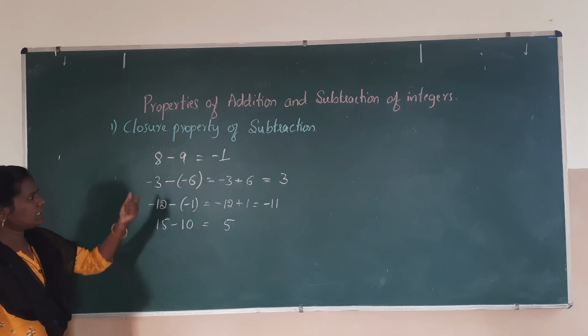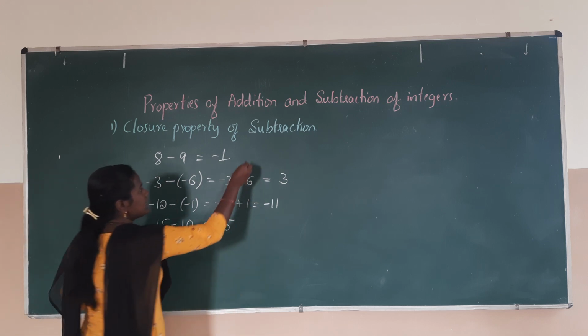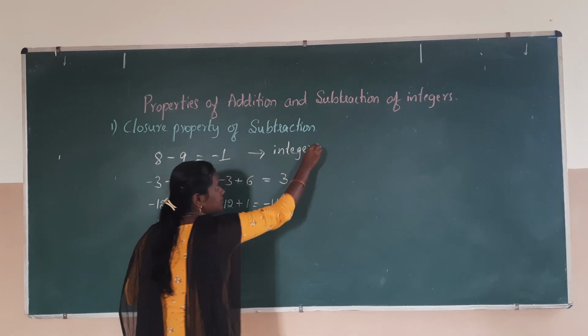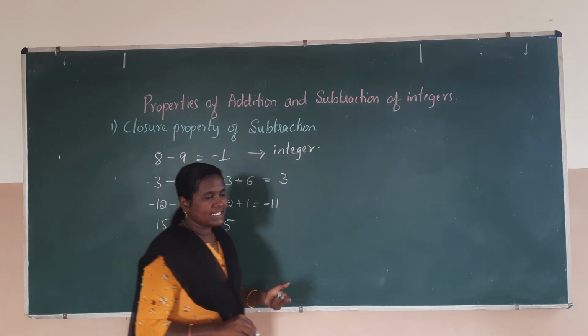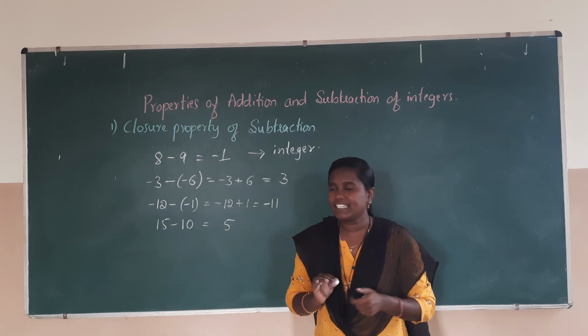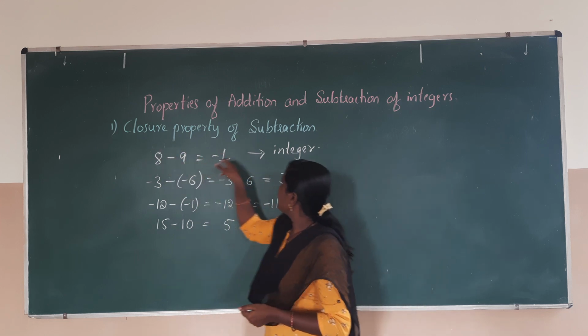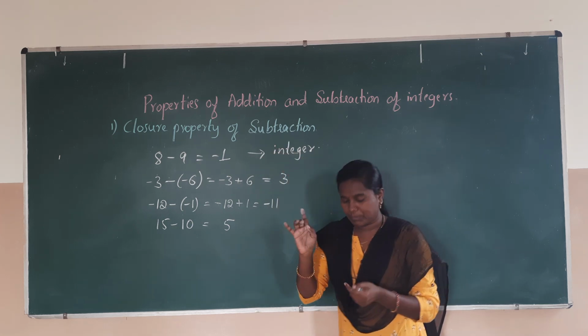Now, if you see the difference of two integers, minus 1 is an integer, right? And 3, minus 11 and 5, all these are integers, isn't it? So here we say that integers are closed under subtraction.